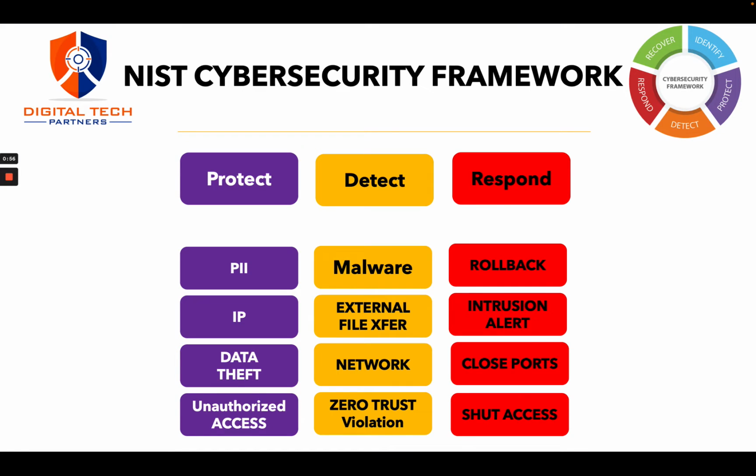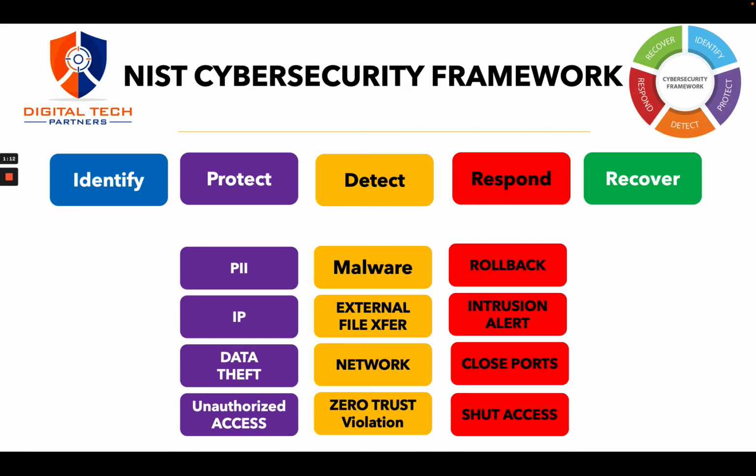So the NIST cybersecurity framework consists of these elements: identify, protect, detect, respond, and recover. I'll give you some examples here of protection and detection and response. We're going to focus now on identify and recover.